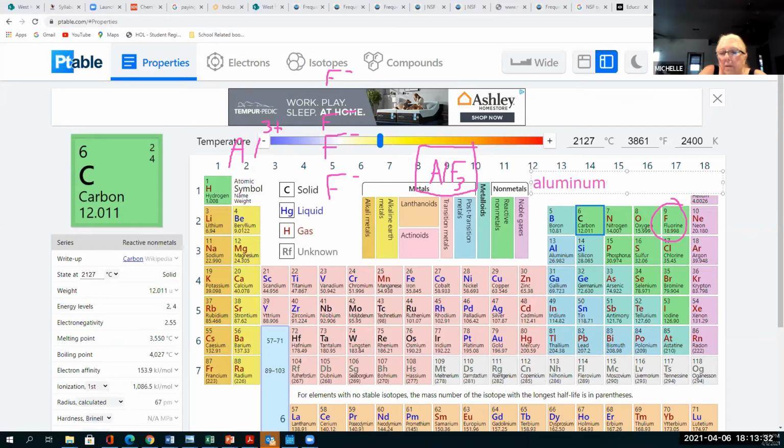But the aluminum is a transition metal, is it? No, aluminum is a post-transition metal, but it's always going to be +3. That's where it's located. When we get down here, these guys don't behave by that rule.